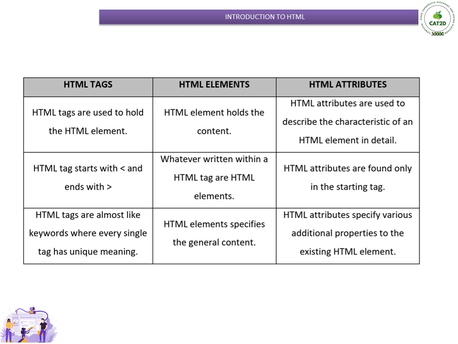HTML tags are almost like keywords where every single tag has a unique meaning. The P is for paragraph, the A is for anchor, which you can use to link. You can have table for table. You can have div for div. There are many unique meanings for each of the tags. While the HTML element specifies the general content, HTML attributes specify the various additional properties to the existing HTML element.